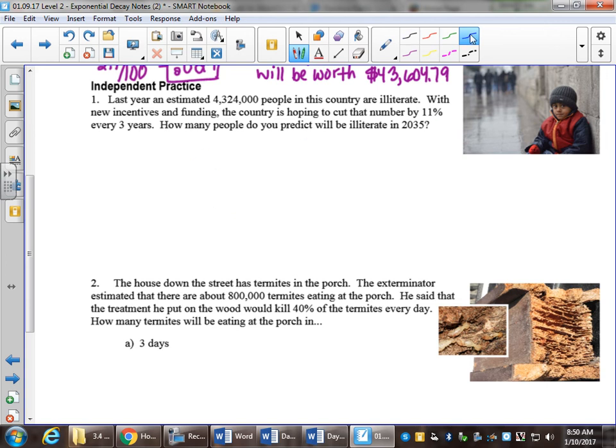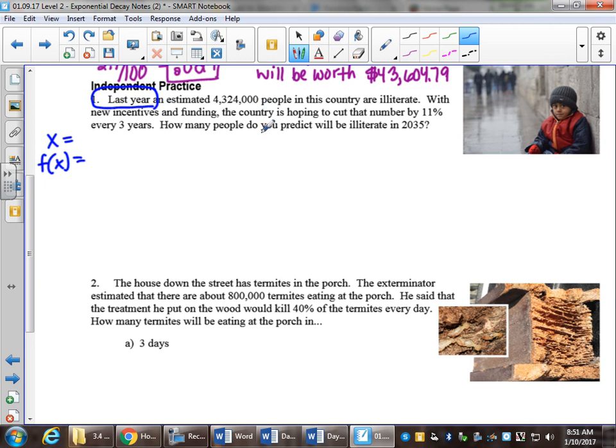First step is always to define variables. X equals, f of x equals. Now here, I see that years are being mentioned, but I don't have a 0 year. This is where reading for information really comes into play. We're told last year.